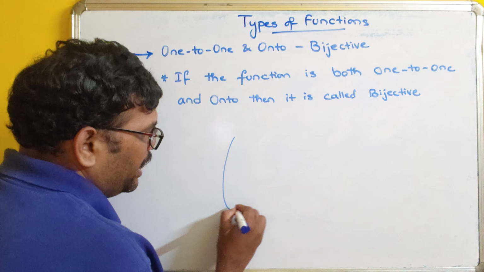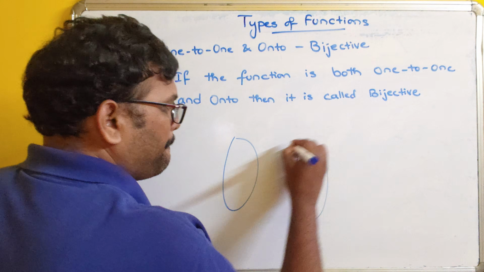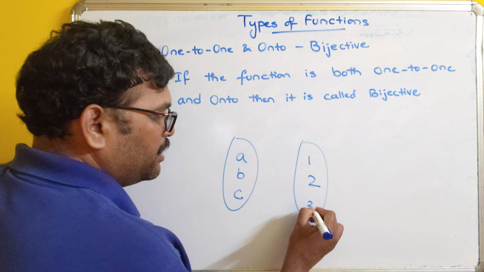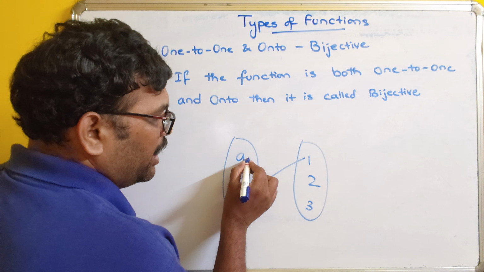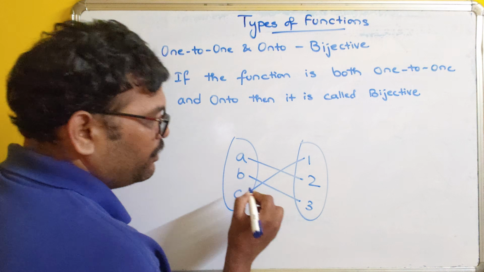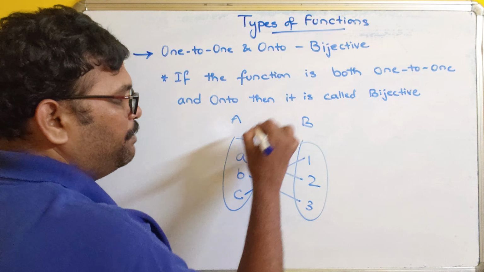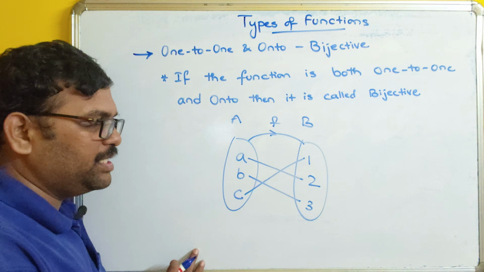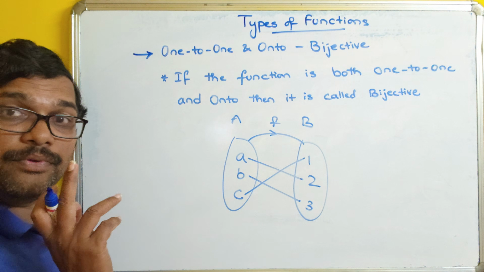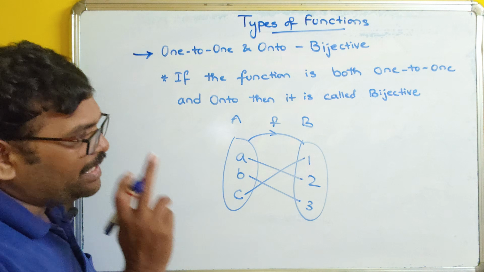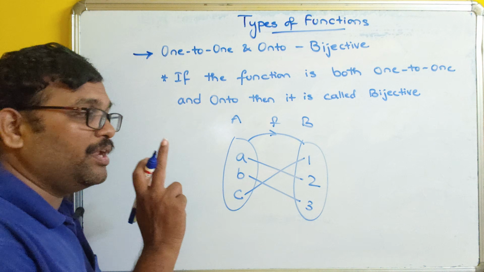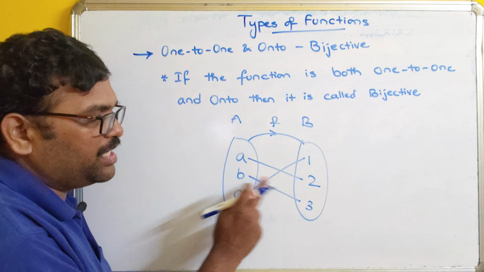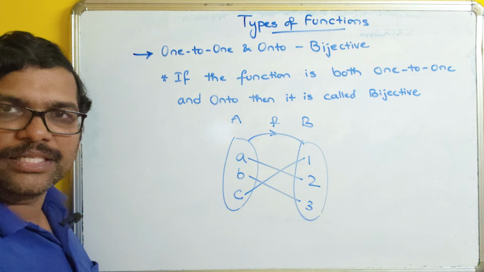So let us take an example. So A, B and C, 1, 2 and 3, if C is mapped with 1 and A is mapped with 2 and B is mapped with 3, and coming to A, B with a function F, right? So here you can see, first let us check with the function, normal function. Yes, this is a normal function because every element of A is having exactly one element in B. So A is having 2, B is having 3 and C is having 1 as images.